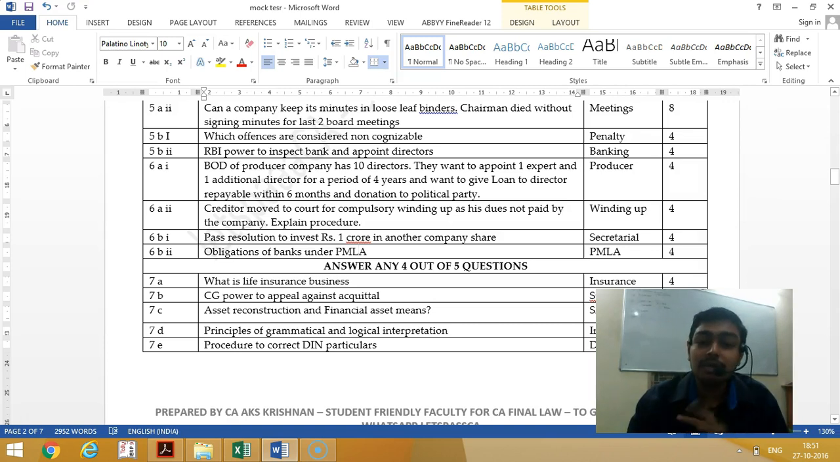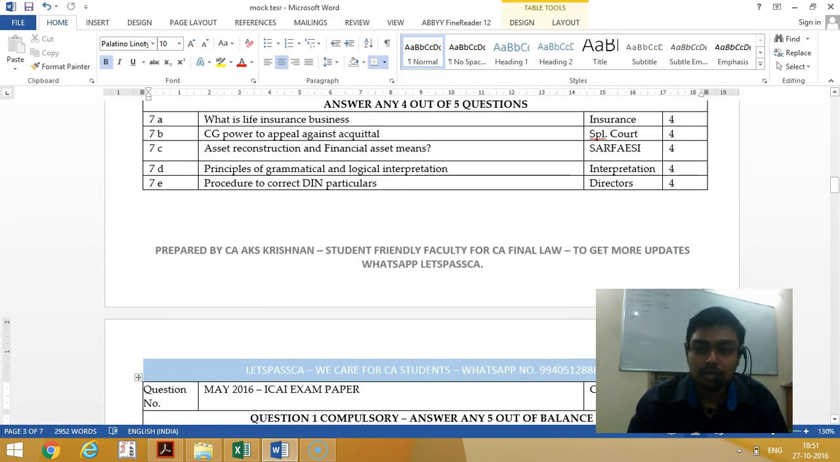Obligation of banks under PMLA. They should maintain KYC of all the clients for 5 years. Then a transaction that crosses 10 lakh rupees has to be kept recorded. Next. Central Government power to appeal against acquittal. Yes, the Central Government can ask the prosecutor or any other person to file an appeal against the person who got acquitted. Acquitted means he was found innocent; the court said he is an innocent person.